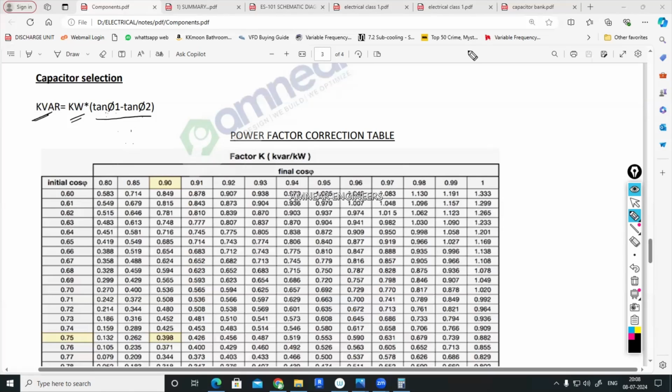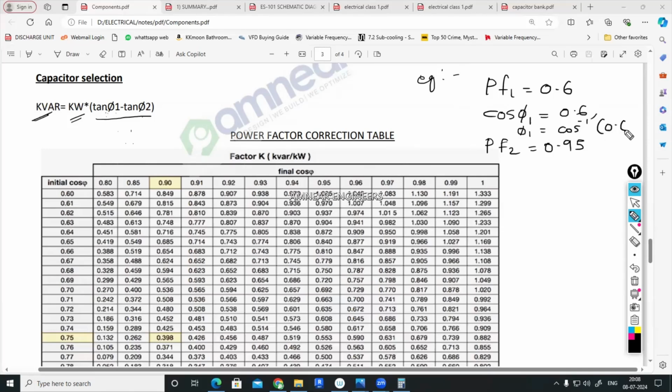Suppose I have an electrical system whose current power factor is 0.6, for example, and I need to improve this power factor to 0.9 or 0.95. So cos phi 1, the power factor, is cos phi. So cos phi 1 is 0.6. You can find out phi 1 by taking the cos inverse of 0.6. After getting phi 1, you will get tan phi 1.